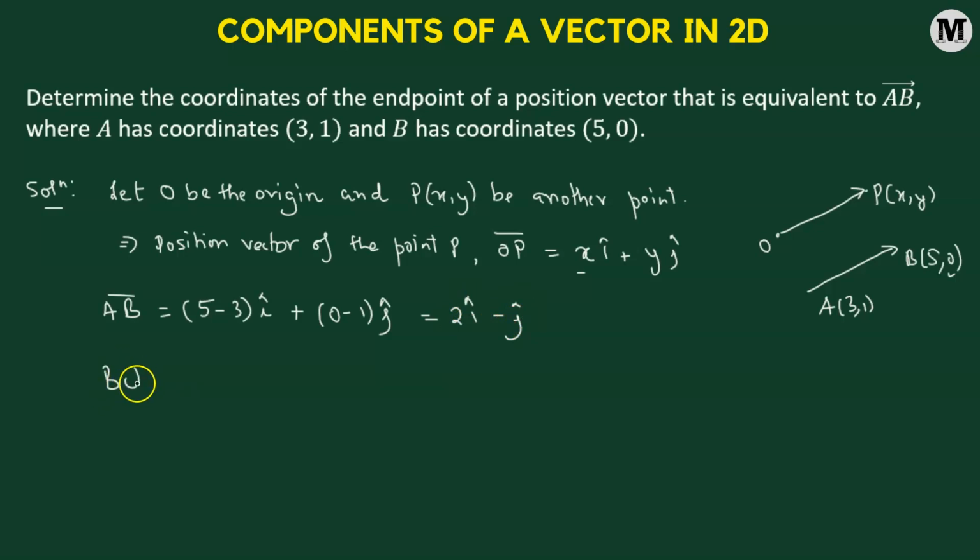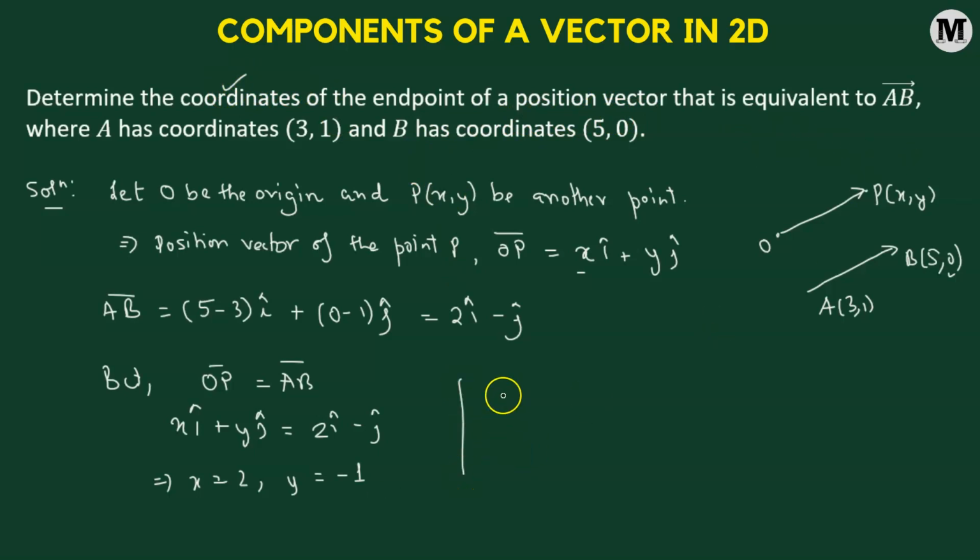But it's given here that OP vector is equivalent to AB vector. They are equal to each other. Now that means we have x times i cap plus y times j cap equals 2 i cap minus j cap. And when you compare both sides, x comes out to be equal to 2 and y comes out to be equal to negative 1. Since our task is to obtain the coordinates of the endpoints of the position vector, that means the coordinates of the point P. We already know the coordinates of point O, that's going to be 0, 0, since it's the origin. The coordinates of point P will be 2, negative 1.